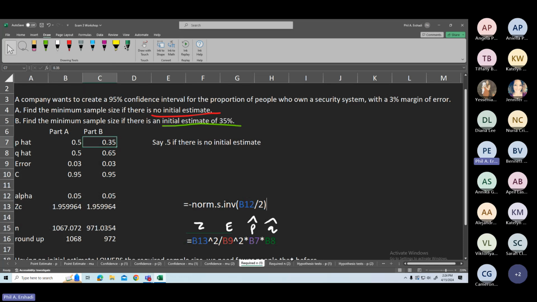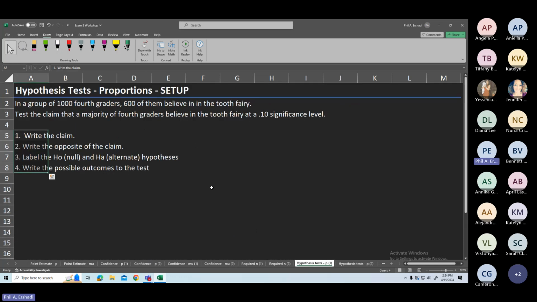So let's move on to hypothesis tests. And so let's first do a hypothesis test. Oh, I got someone else in the chat here.